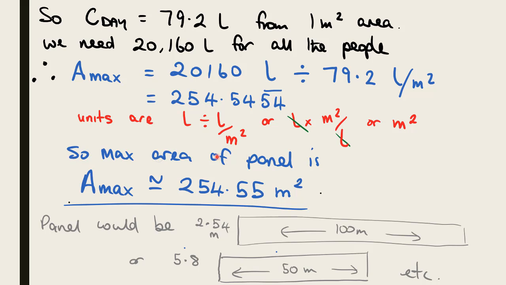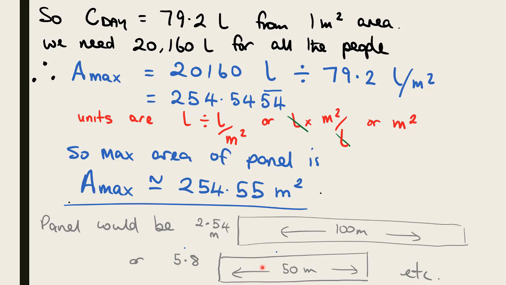So my maximum area of the panel is going to be 254.55, so 254 and just a bit over a half meters squared. So what does that mean? That means my panel can be 2.54 meters wide, which is a bit longer than a really tall person, 1.8, so it's a bit taller than me is wide, and then it's 100 meters long. Or you can double that and have it 5.08 meters wide, and have it 50 meters long, or any other combination you like.